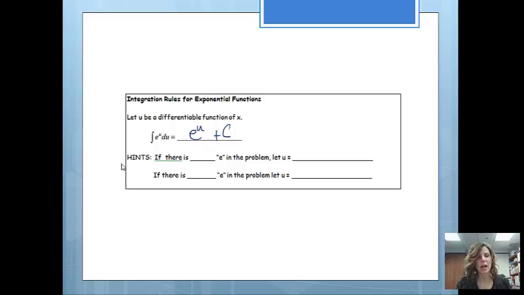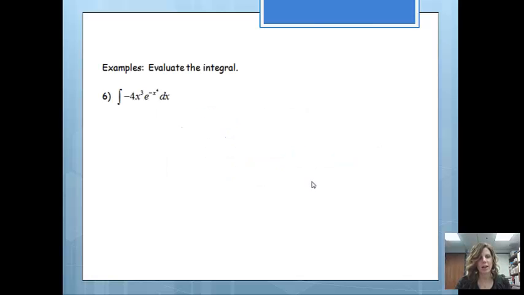A couple hints that I'm going to give you on these problems, because we'll work them a little bit differently depending on what's going on in the problem. If there is one e in the problem, we will let u be the exponent. If there is more than one e in the problem, we're actually going to let u be a bigger chunk, and I'll explain when we get to a few examples what exactly I mean by chunk. All right, let's try something.